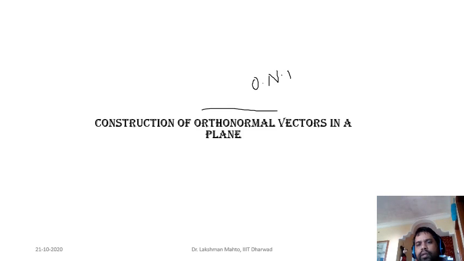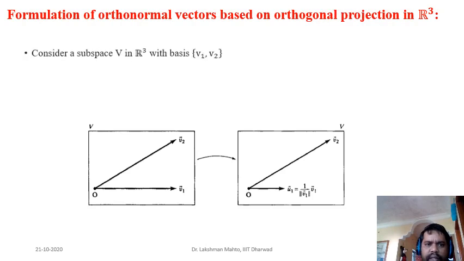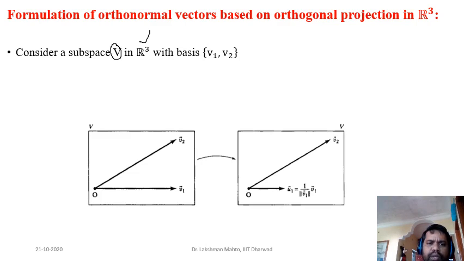This kind of construction we do in lower dimensional space. That's why the geometry is very much clear, but in higher dimensional space the geometry is not clear. So that's why these things look easy. So how can we formulate this? We are taking a two-dimensional subspace V in R3, and definitely V is a two-dimensional subspace, so it will have a basis with two basis elements.